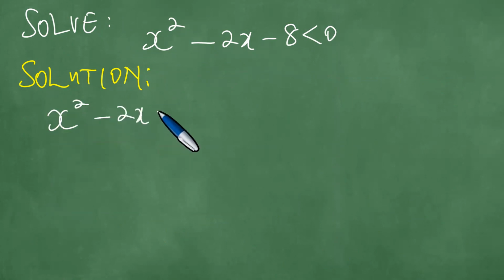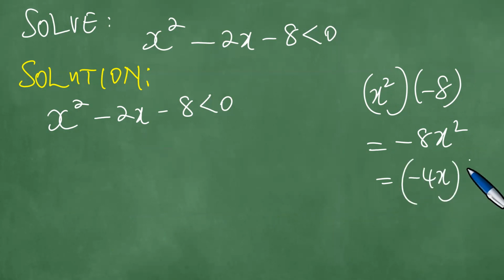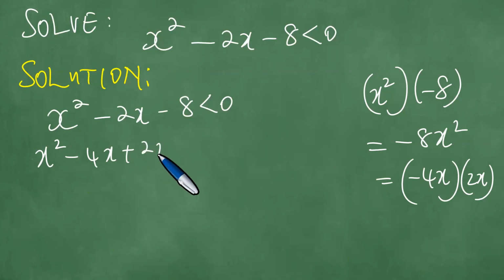We have x squared minus 2x minus 8 is less than 0. To factorize this, multiply x squared by minus 8, and we get minus 8x squared. Look for the factors of minus 8x squared that give minus 2, which are minus 4x and 2x. So we have x squared minus 4x plus 2x minus 8 is less than 0.